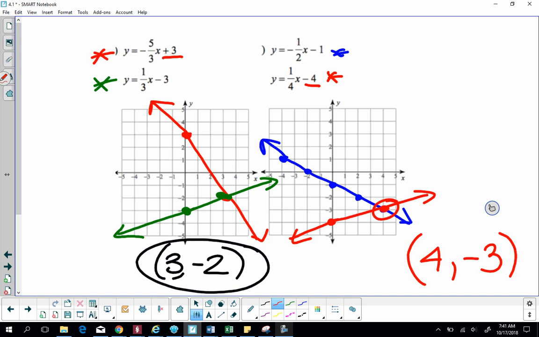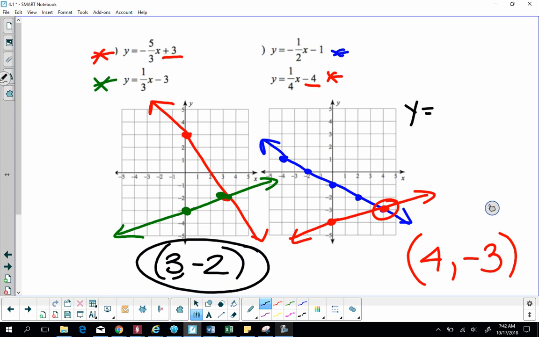Now, 2 last things I want you to do. I want you to make sure you know how to check your work. And what did we just talk about when we check our work? What did I tell you to use? Plug it in. Especially when you're on a test, I want you to be able to plug it in and make sure it makes sense. So how do I do that?